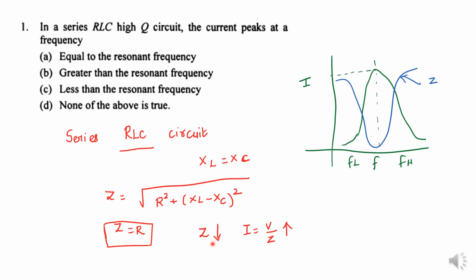Z is very small, so the current is large because I is inversely proportional to Z. Next, I am going to draw the diagram. In a graph, take F on the x-axis and I on the y-axis. First I draw the current waveform, then the Z waveform. Here the current is maximum at the resonant frequency.